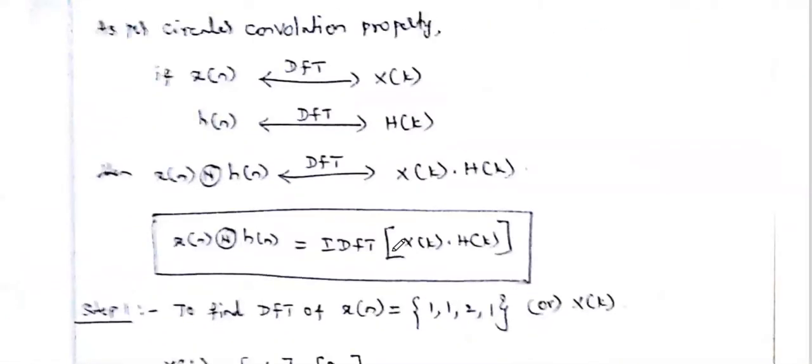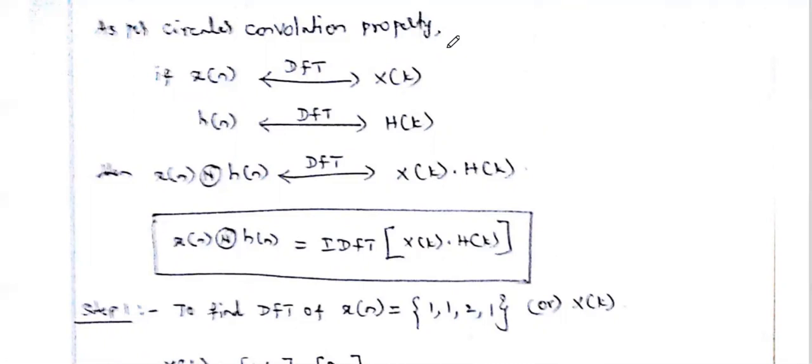So in DFT, there are different properties: the linearity property, circular time shift, circular frequency shift, the convolution property, and the periodicity property. There are many properties of DFT. Here, in order to solve this problem, we are going to use the circular convolution property.